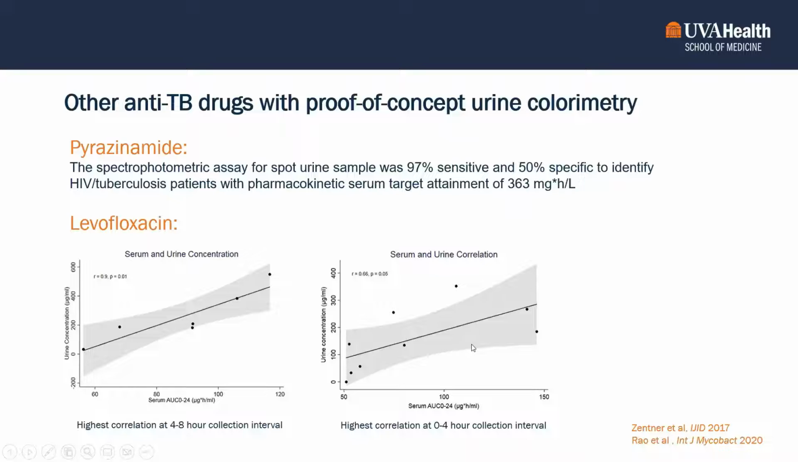And then on the right is for patients with MDR-TB, and their highest correlation was at the 0 to 4 hour collection interval. So we didn't actually observe a similar collection interval that fared well for both. It was a completely different collection interval.